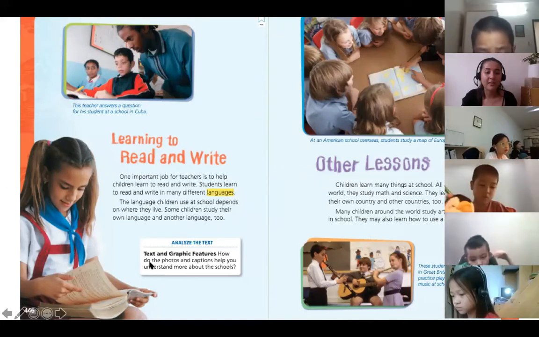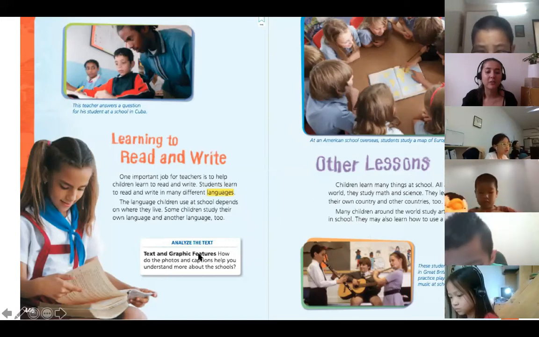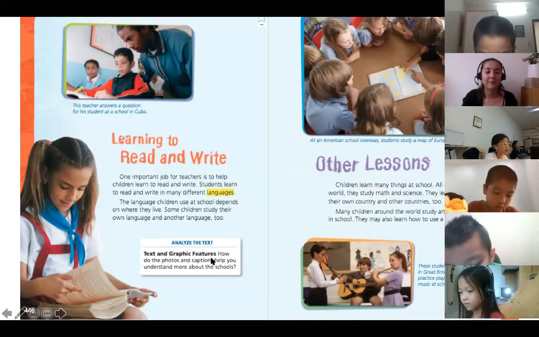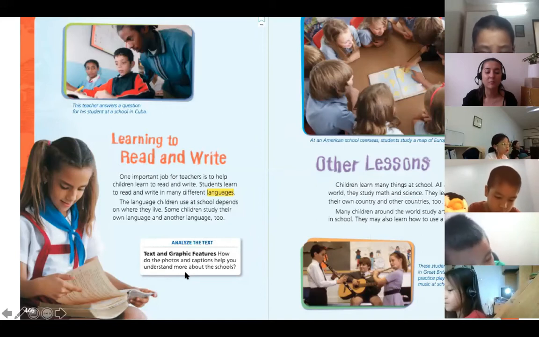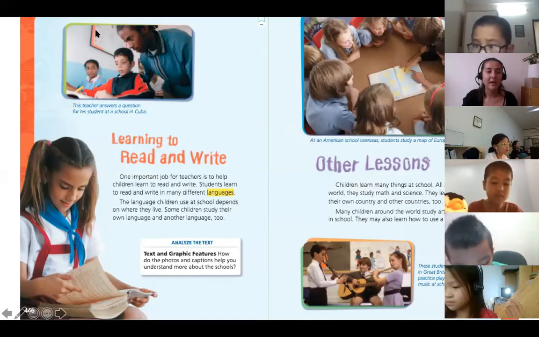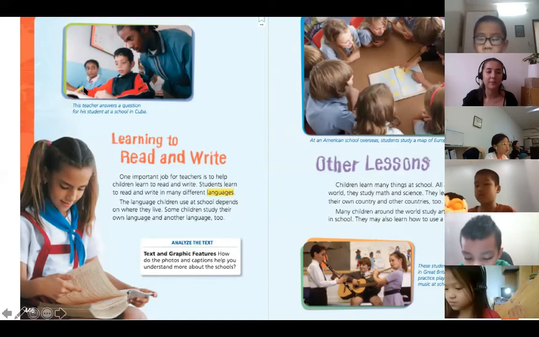Okay, guys, have a look at this. Text and graphic features. How do the photos and captions help you understand more about the schools? So everyone have a look at this photo on the top, okay?